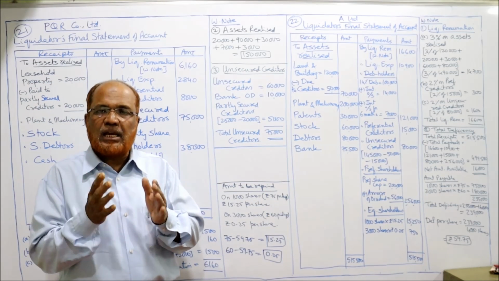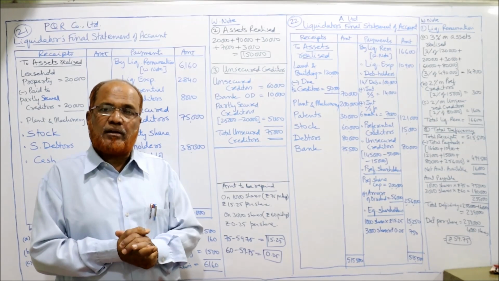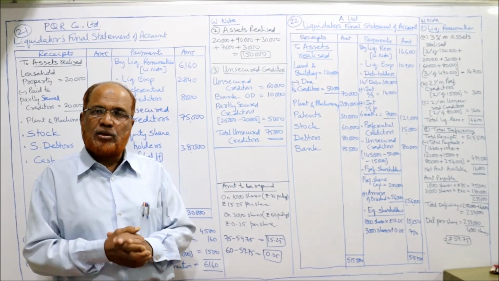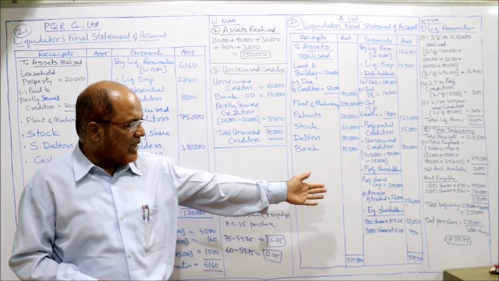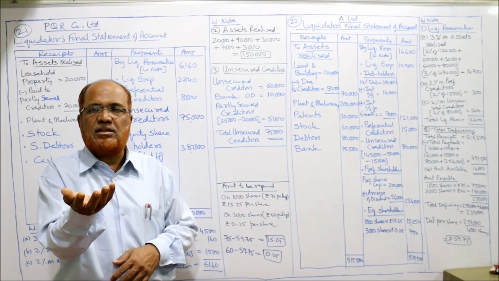There is an arrear in preference dividend, so 56,000 rupees should be paid. Preference dividend should be paid. So 2 lakh plus 56,000, 2,56,000 will be paid. After making all the payments, the amount still remaining is 16,000.